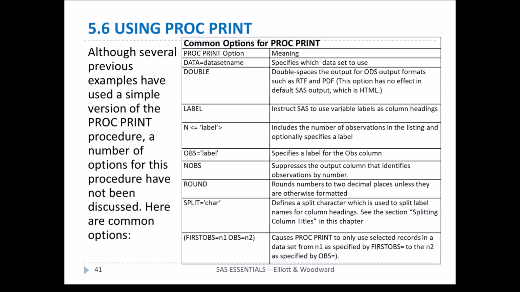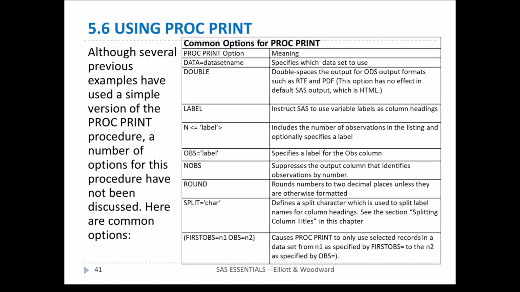All right, so let's look at some common options for PROC print. We've seen some of these, but some of them we haven't. We've seen data equal data set. One we haven't seen is double. What this does is double space the output. If we're using something like Word or PDF output, it has no effect on HTML, so it's only output that would make pages.